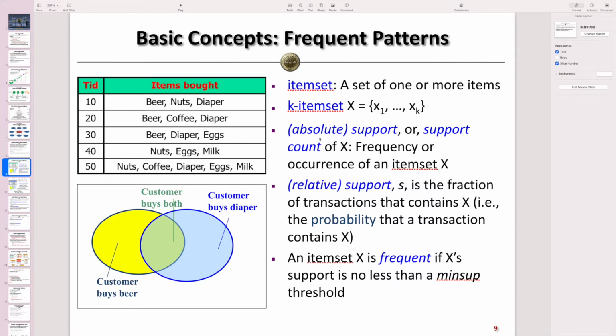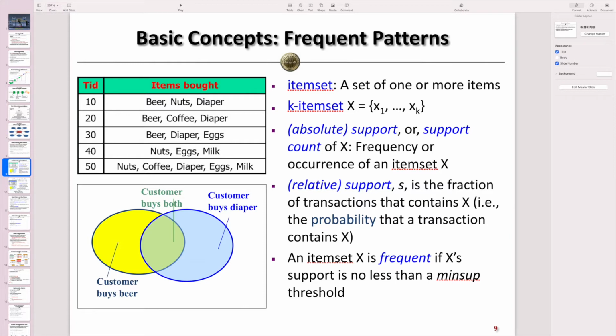Another term we have is called absolute support or support count of some item sets. In this page we show an example like given a k item set x. This support or support count denotes the frequency or the occurrence of an item set x in the data set we can get. How many times this x appears among all the data in the database system. Besides this absolute support, we also have this relative support. It's denoted by S. S denotes a fraction of the transactions that contain this x, this item set. It denotes the probability that a transaction will contain x.